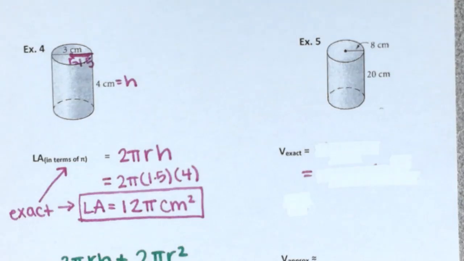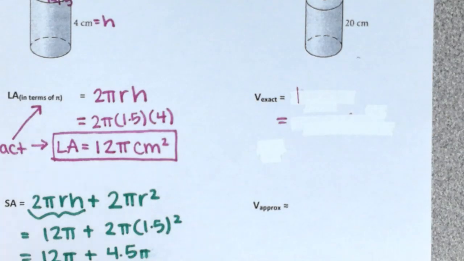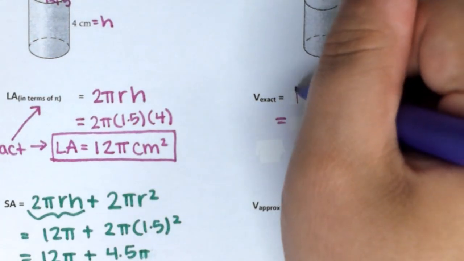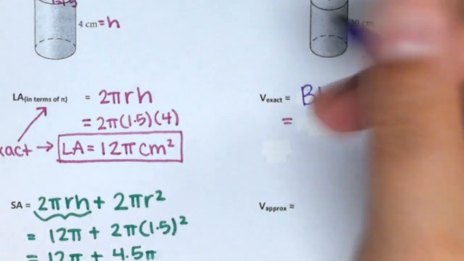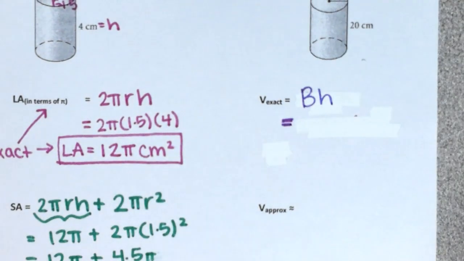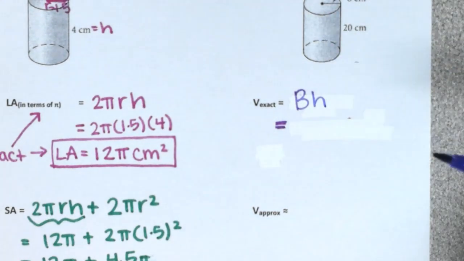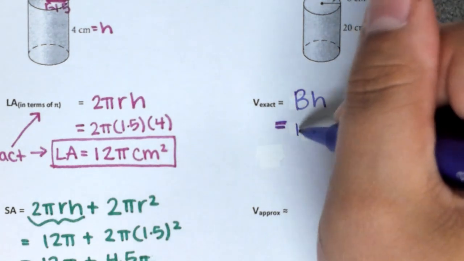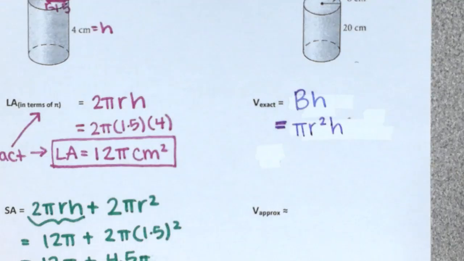Volume. What was the formula for volume? Do y'all agree it was big B H? And for cylinders, what is the base? What is the big B formula? Area of a, but what is the base shape? A circle. So how do you find the area of a circle? Pi r squared h.